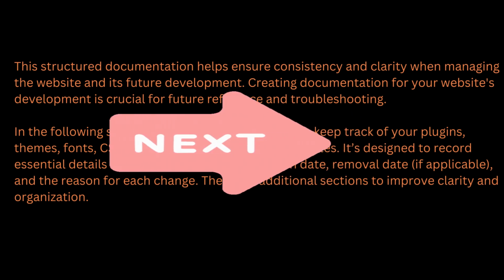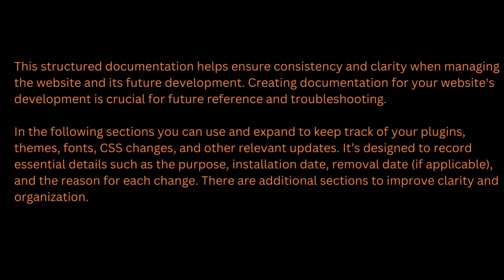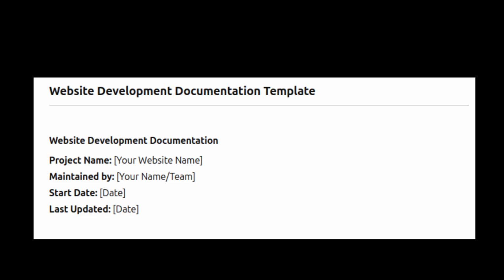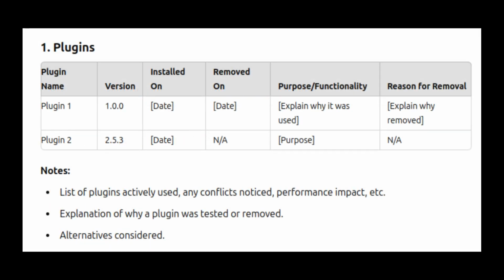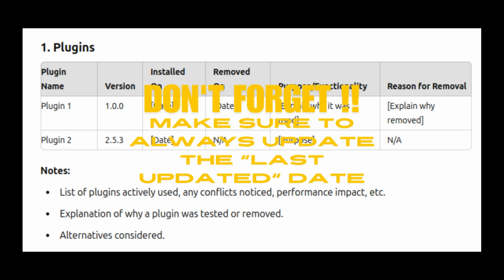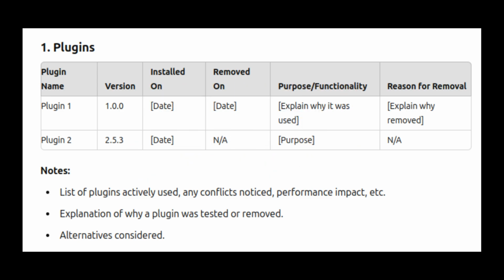There are additional sections to improve clarity and organization. The section of the Web Development Documentation template tracks updates and changes, ensuring an accurate record for future troubleshooting and updates. The Plugins table tracks the tools you install to add functionalities to your website. Each plugin's name, version, installation date, and purpose are critical for understanding what role it plays.